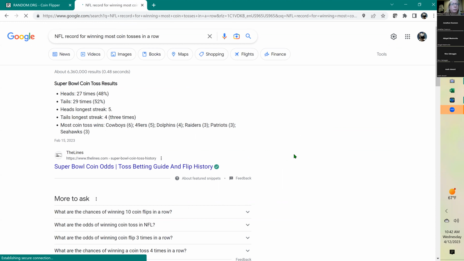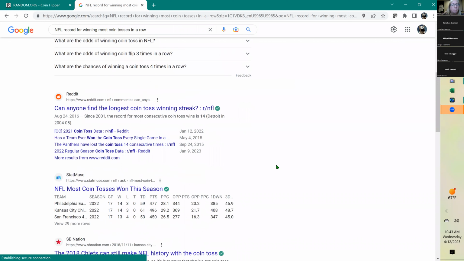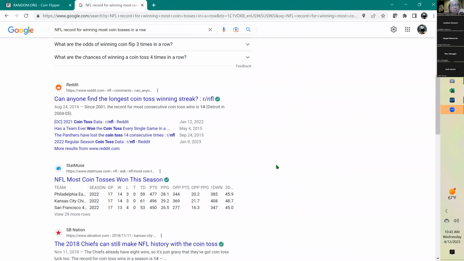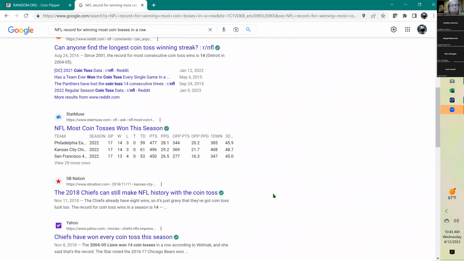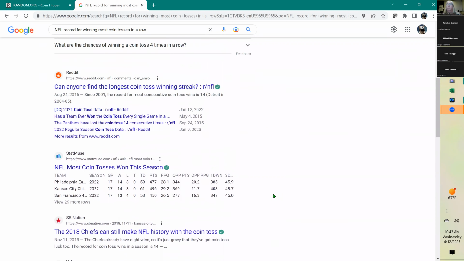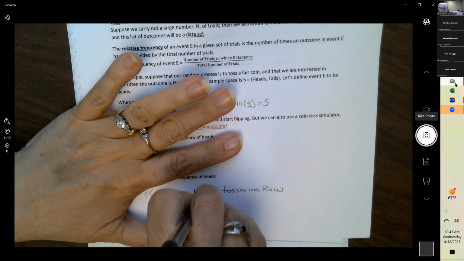It's not Super Bowl. They have a lot of stats on it now. 14. So Kansas City had the most, 14, but Philadelphia tied them. Did I put it in a row? Yeah, 14 is the record. It used to be 13.